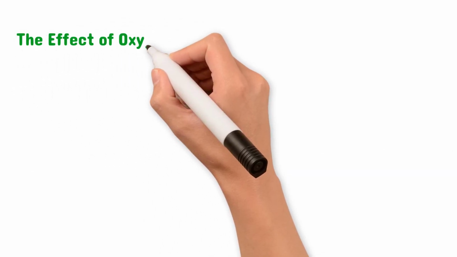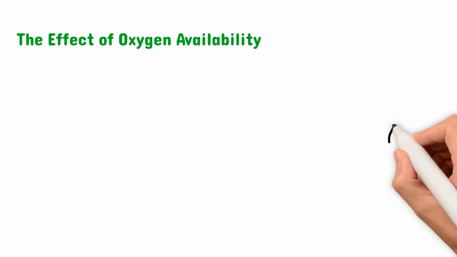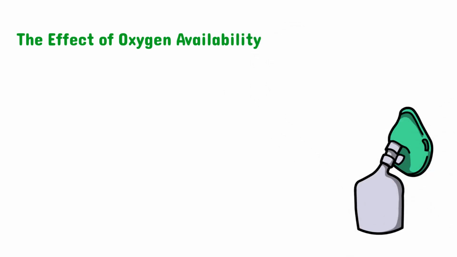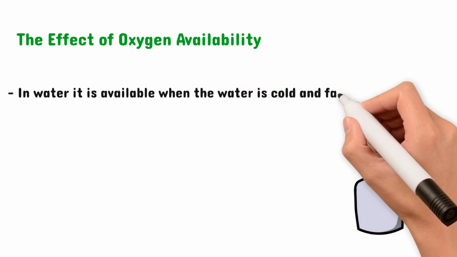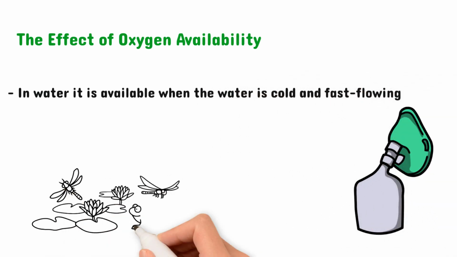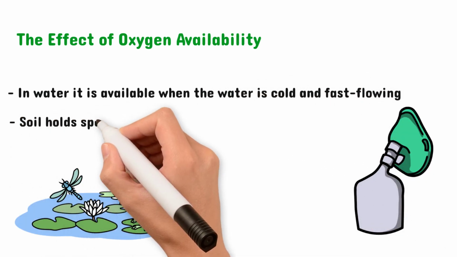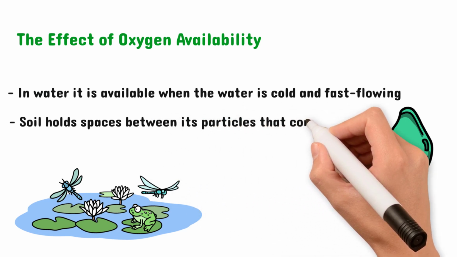Now let's talk about oxygen availability. Obviously, most organisms need oxygen to survive. In water, oxygen is available when it is cold and fast flowing, and in soil, there are spaces in between the particles which contain air unless the soil is flooded.